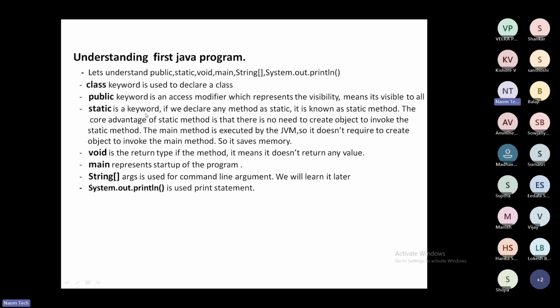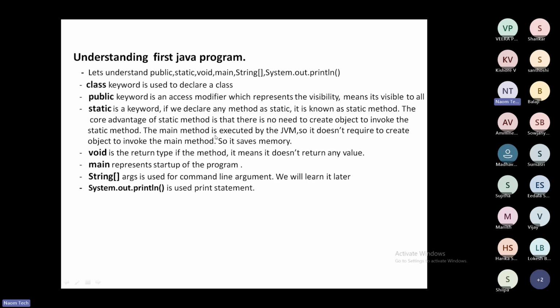And static is a keyword. If you declare any method as static, it is known as a static method. The core advantage of static methods is that there is no need to create an object to invoke the static method. If you don't understand, no need to worry. Anyhow, I'll give clarity on all this.